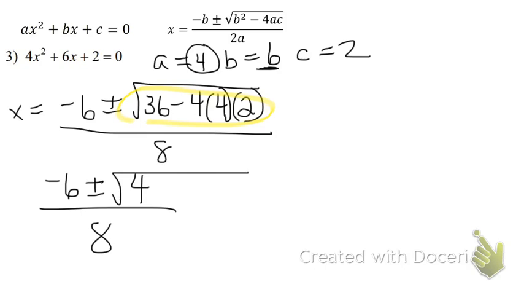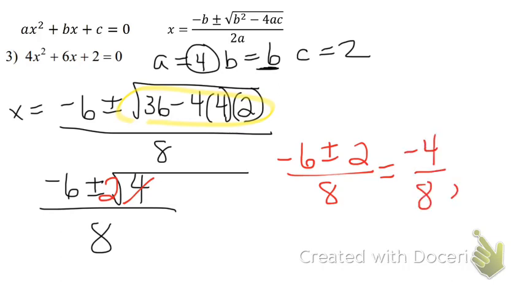Okay, now this one I can do the square root of 4. The square root of 4 is just 2. It comes out of the radical. So now I have negative 6 plus or minus a 2, no radical because the square root of 4 is 2, all over 8. And now, since the 6 and the 2 are both integers, I actually have to add and subtract that. So, negative 6 plus 2 would be negative 4, and the 8 is still on the bottom. That's one answer that I can then simplify.